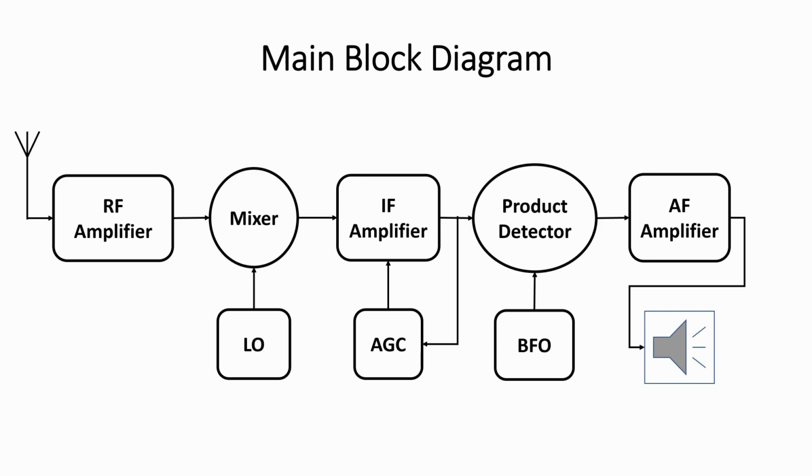where demodulation finally occurs to produce an audio signal. And we have a beat frequency oscillator, and the reason we have it is to overcome the difficulty of hearing the CW signal on a normal receiver. The output of the product detector, which is an audio signal, is then amplified by the AF amplifier and then sent to the speaker so that we can hear the message received.